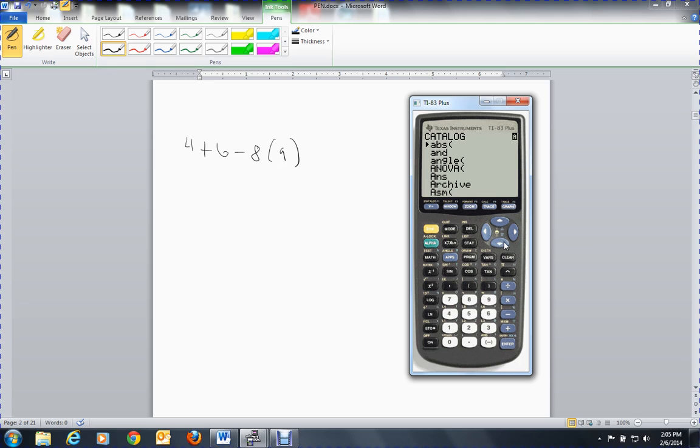Now I could scroll all the way down by hitting the down arrow key until I get to the S's. Or if you look up here in the upper right corner of the screen, you'll see a capital A. What that means is that's the same as the alpha. Alpha is already locked on when you see that. And that's for these green keys, for the letters.